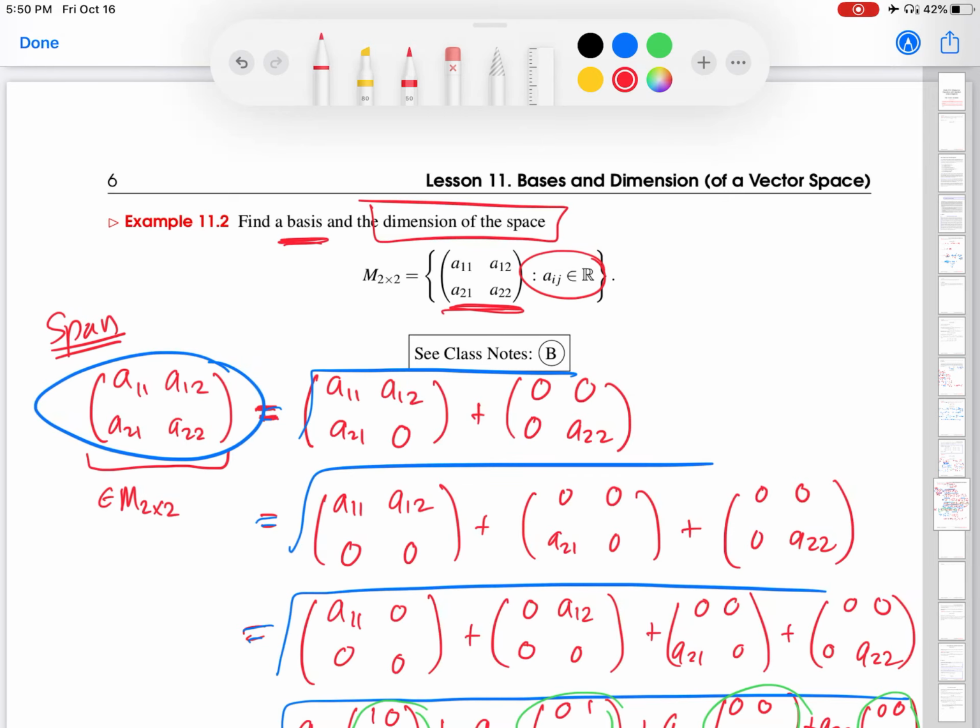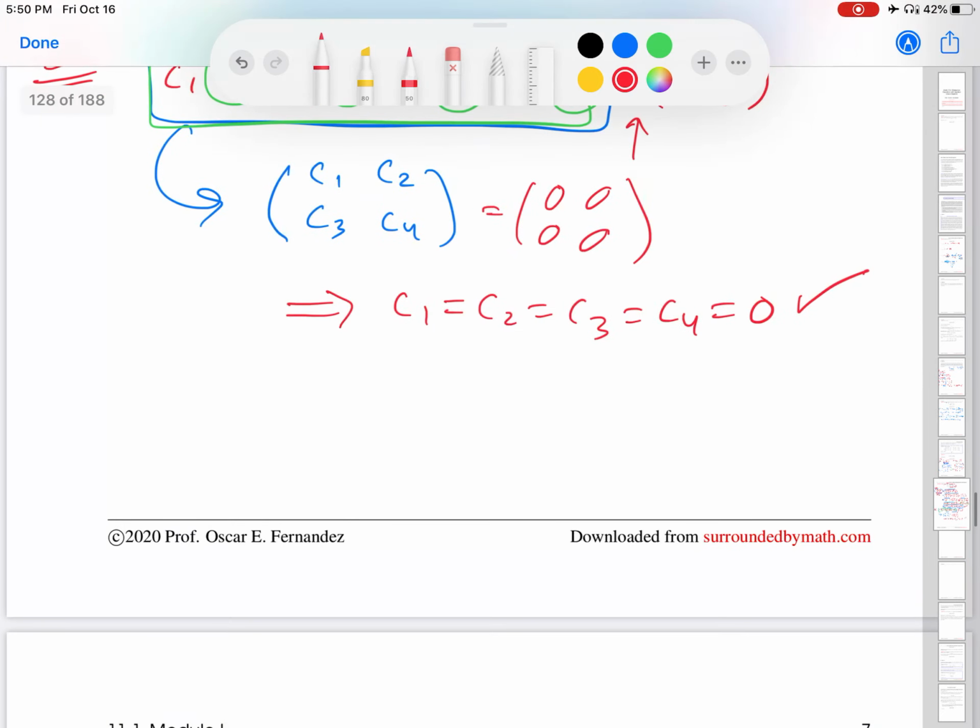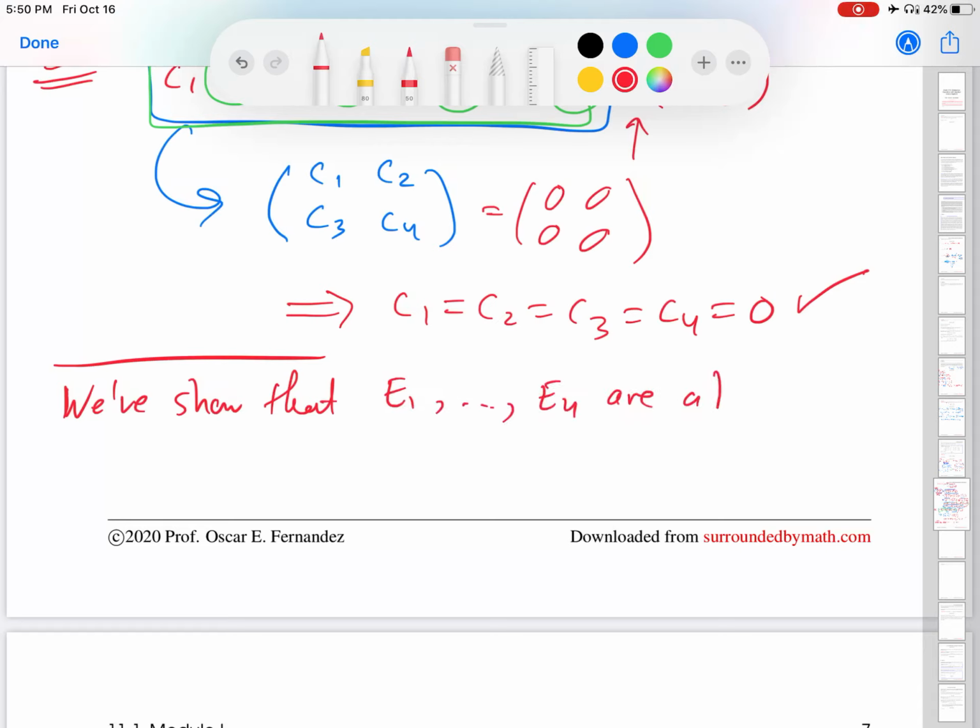And then the dimension of the space. So, I'll just write it here. So we've shown that E1 through E4 are a basis for the set of 2 by 2 matrices with real entries. The dimension of this set is equal to the number of elements in the basis, right? There are 4 of these, so the dimension is 4. And that's it for this video.